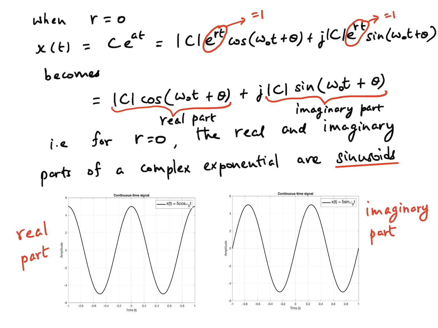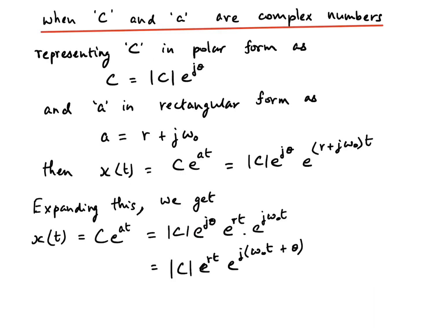In other words, when we set r equal to 0, we are setting this parameter a to be purely imaginary. If you notice from the previous slides, a is r plus j omega naught, and when r is equal to 0, a is equal to j omega naught, which is purely imaginary. So there is no real part. This is a complex number which has a real part and an imaginary part. When we make the real part equal to 0, we are left with only the imaginary part. So setting r equal to 0 is basically constraining the parameter a to be purely imaginary.